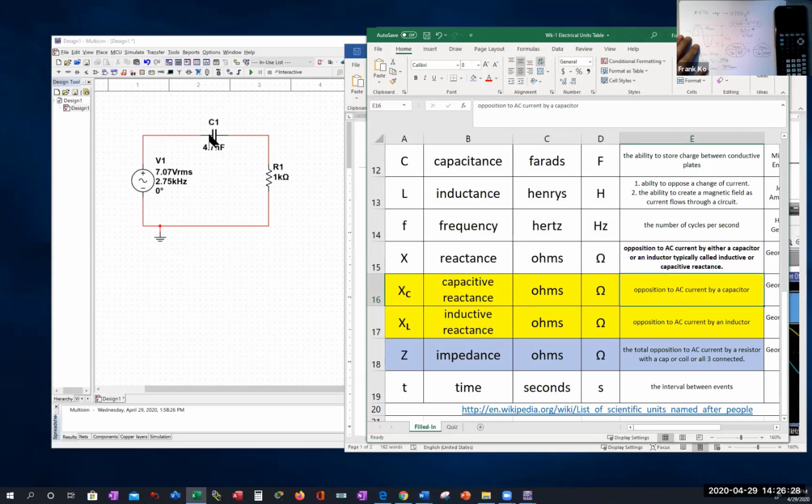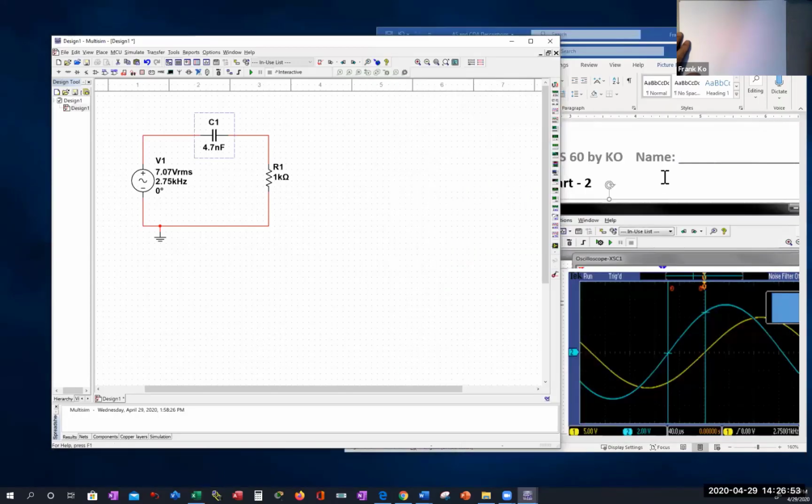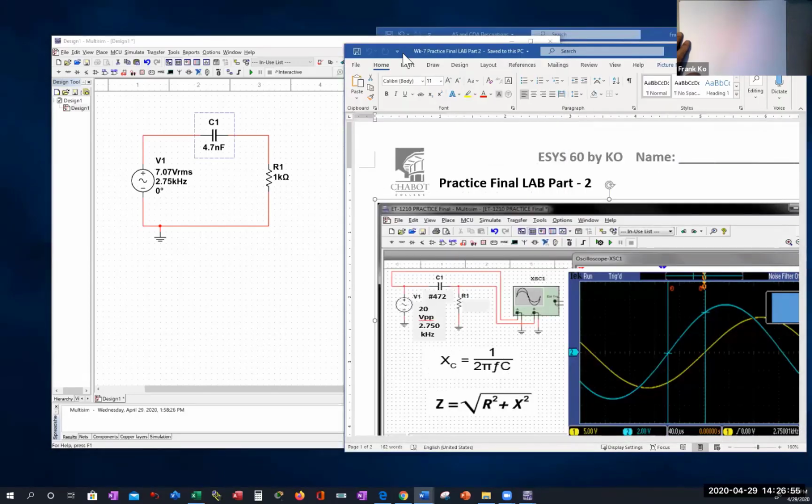Notice in my MultiSIM, I only have a capacitor value. I don't have ohms up here. So I need to calculate this, and what I'm going to need to do is pop it into my calculator. I'll show you how easy that is to do. We come back to the formula on this paper, and I will stop the share screen. And now let's take a look at writing this down.